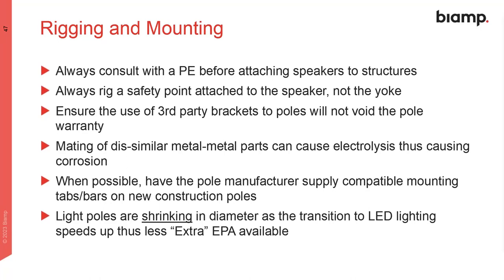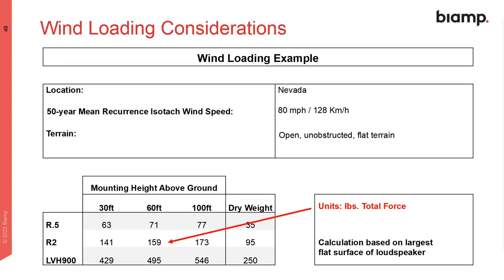It's also worth noting that light poles are shrinking in diameter as the transition to LED lighting speeds up, and there's less extra EPA available in these structures. Quick example here, based on Nevada and 80 mile an hour winds, 50 year mean wind occurrence. For an R2, 60 feet above the ground with 80 miles an hour wind, that's 159 pounds of additional load when wind is blowing directly into the mouth of that structure.